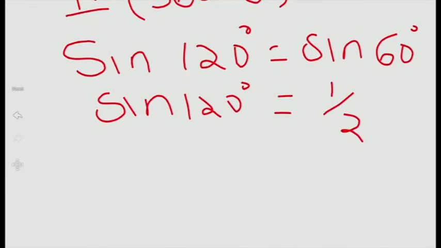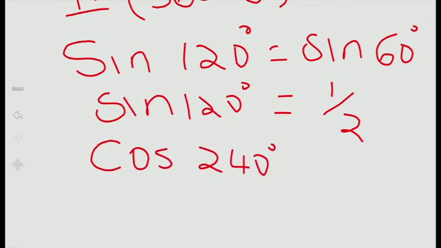Another angle is the cosine of 240 degrees. In which quadrant is 240 degrees? We have the first, the second, the third, and the fourth. The second quadrant is 90 to 180. It is not in the second quadrant. The third quadrant is 180 to 270. So we have 240, which is greater than 180, but less than 270. So now we're working in the third quadrant.